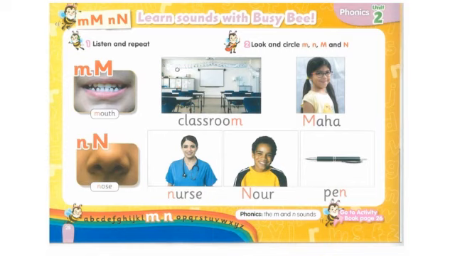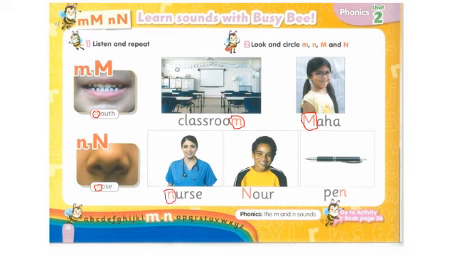In the first picture, where's sound M? Here it is in mouth. Mouth starts with sound M. And classroom ends with sound M. While Maha, Maha starts with sound M. Let's circle it. Okay. What about sound N? Nose starts with that sound, right? Let's circle it. And nurse as well starts with sound N.